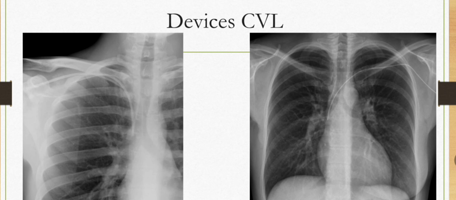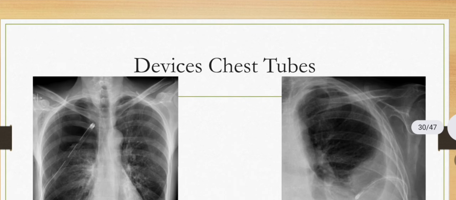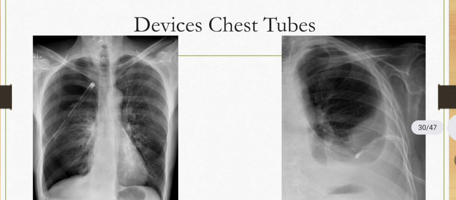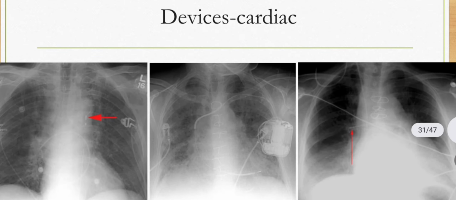Devices, CVL. When a device like a CVL is placed, it will be seen on X-ray. Device: chest tube. This is the chest tube placed, seen on the chest X-ray. A cardiac device like a pacemaker, when installed, is seen on chest X-ray.